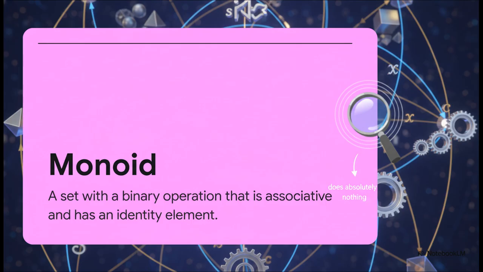First, you need a collection of stuff, a set. Second, you need a way to combine any two things from that set. And finally, you need two simple rules to hold true, something called associativity, and you need a special identity element that basically does nothing.